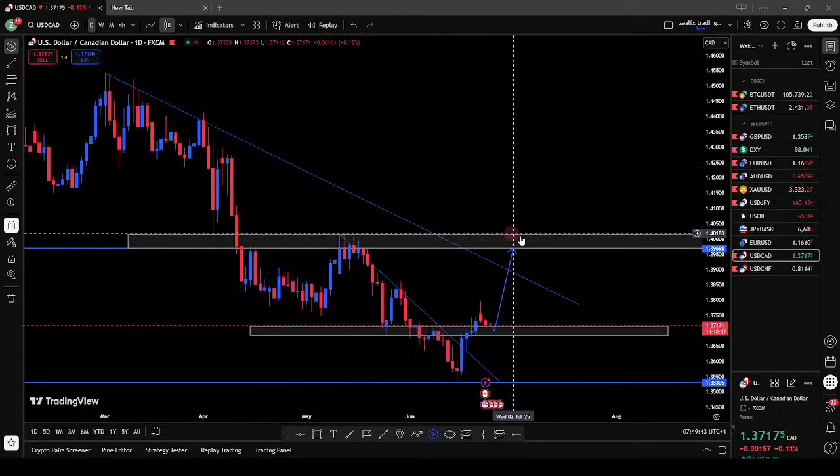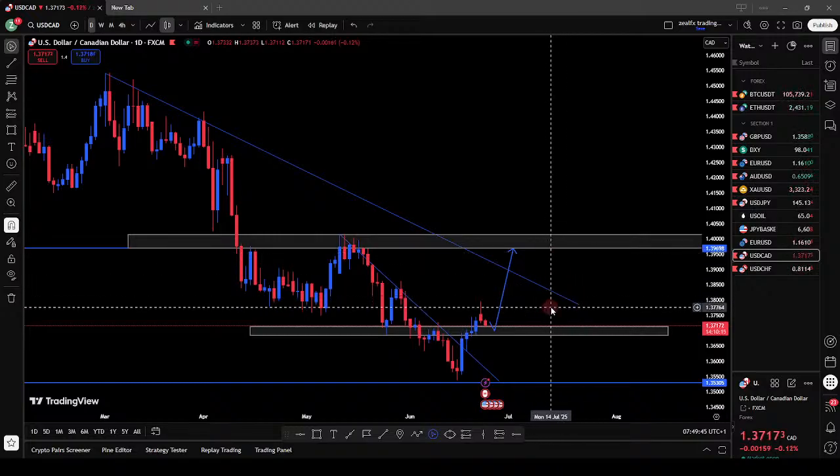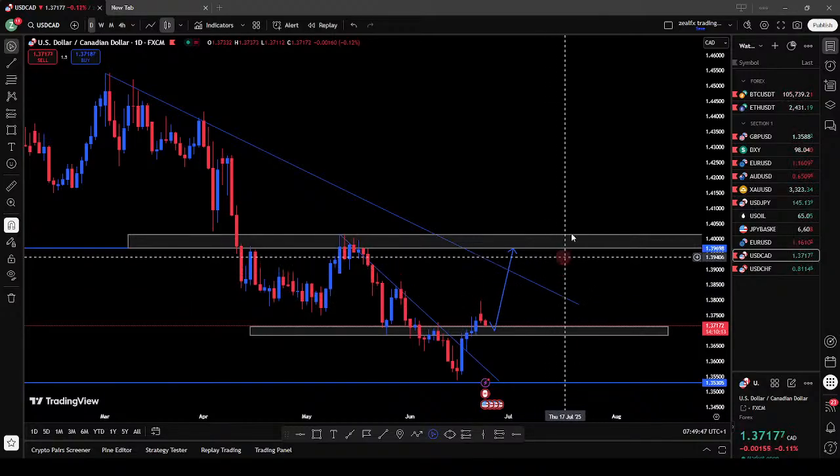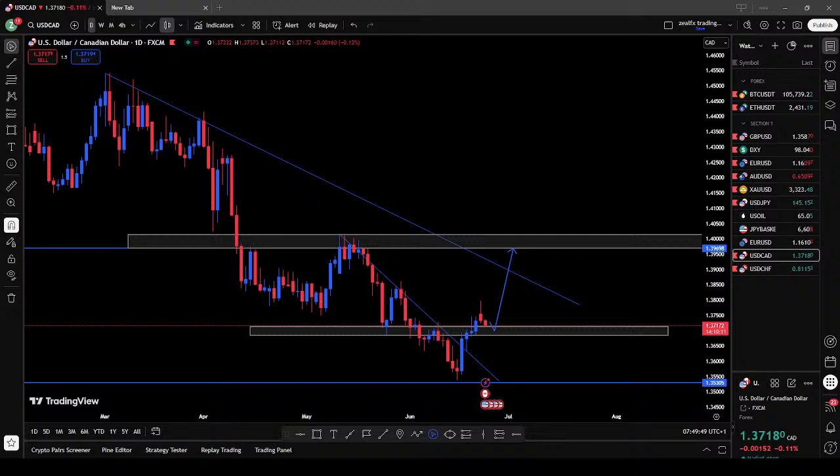So we just have to be patient. Patience is the key. Expect more buy on USDCAD in the coming weeks, because this buy will last for this week and next week.